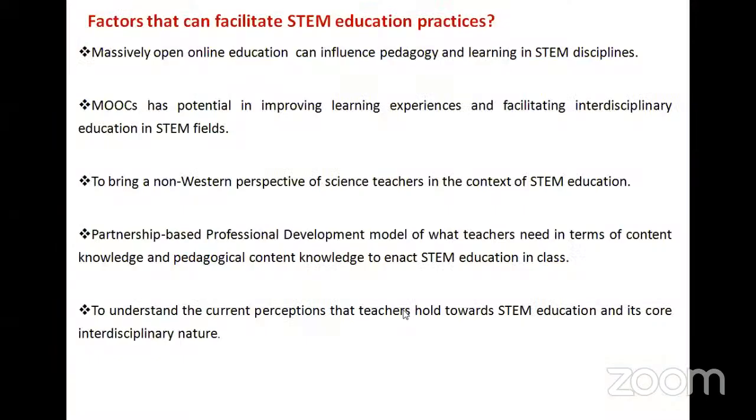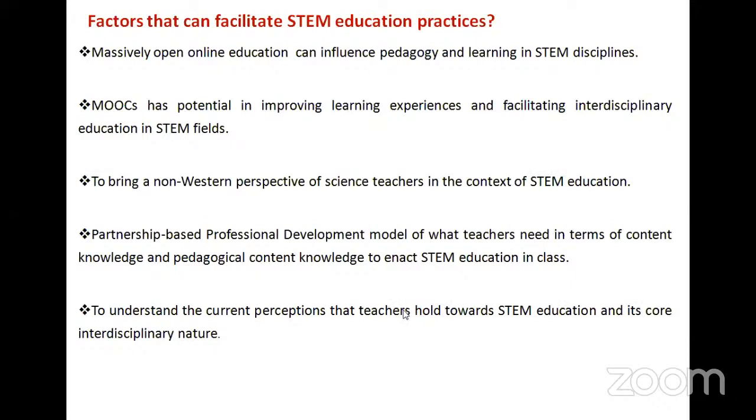So what are the different factors which will facilitate STEM education? There are a lot of courses available. If you go through Coursera, edX, NPTEL, there are a lot of courses available for STEM education. MOOC courses are also there.